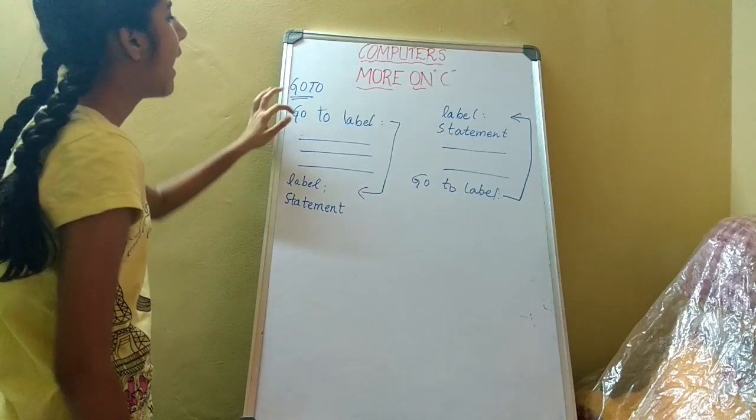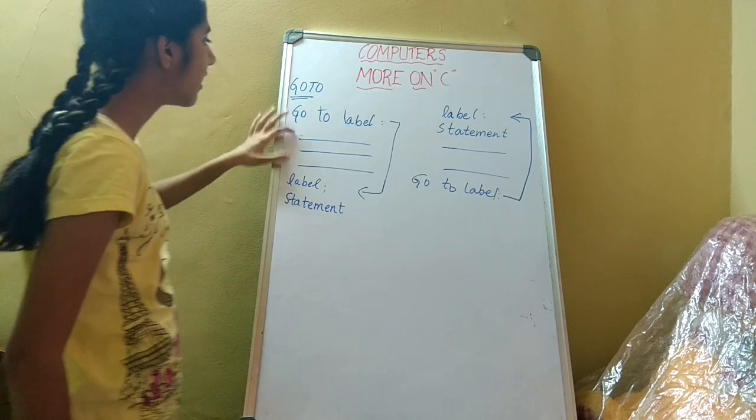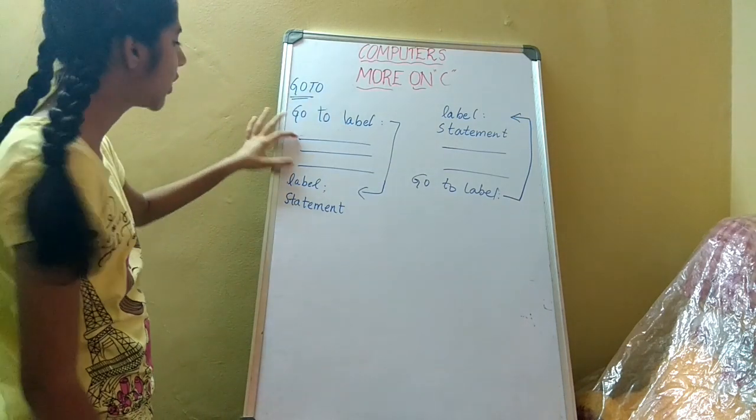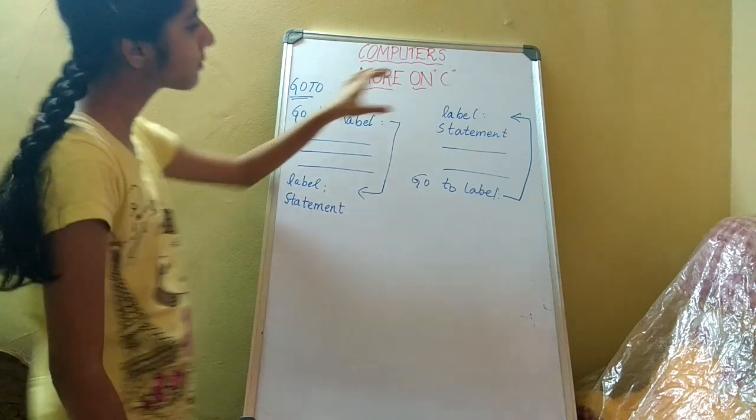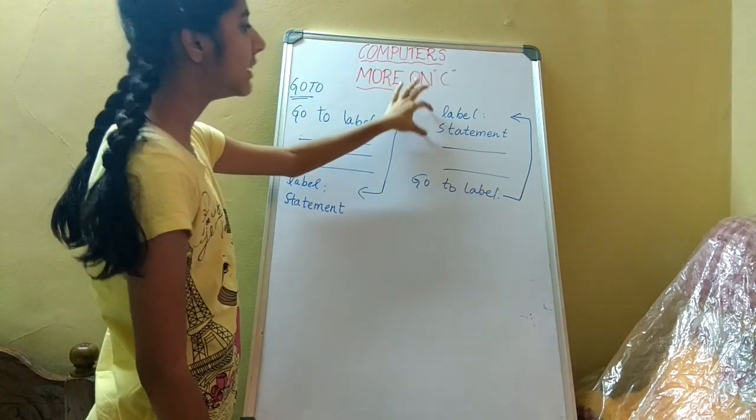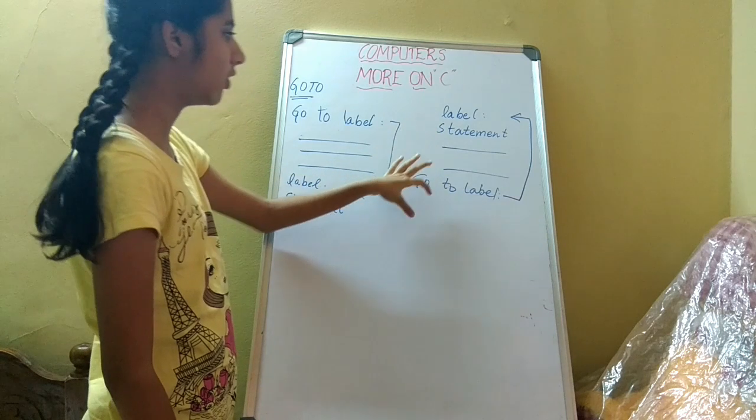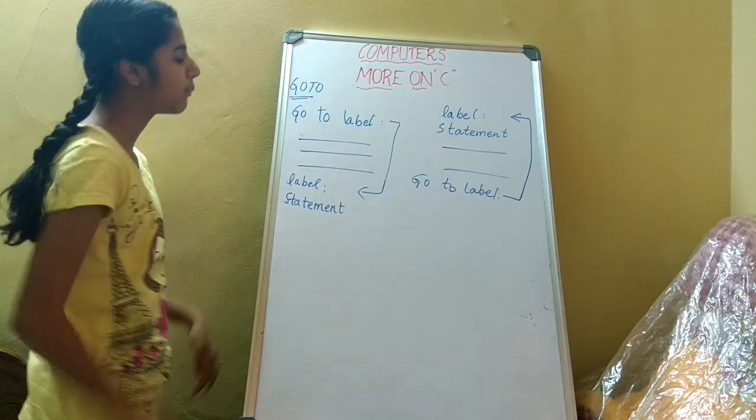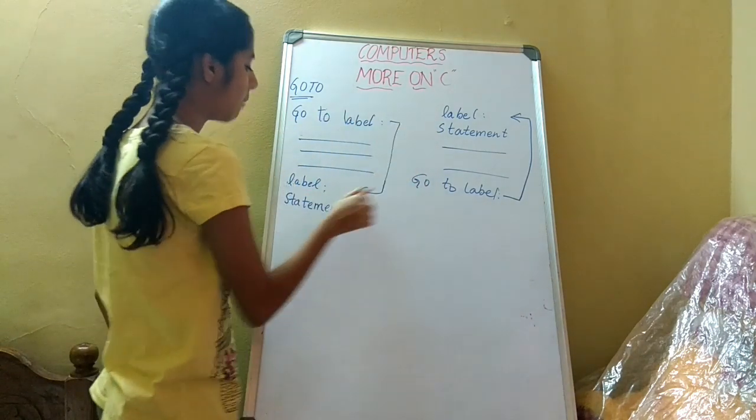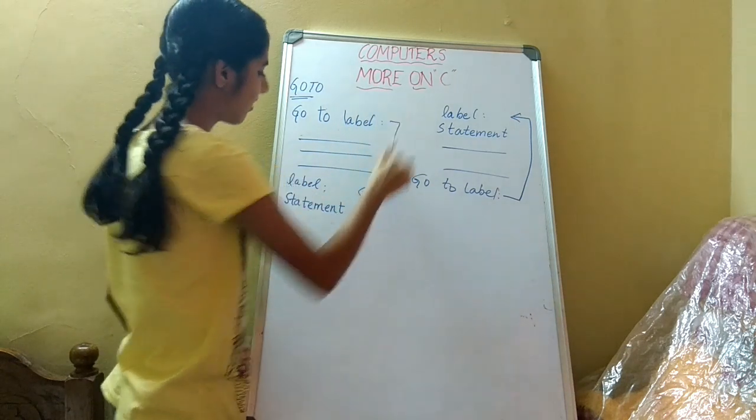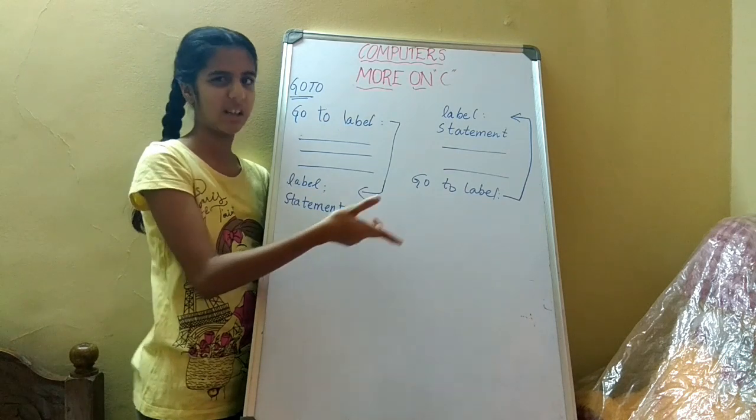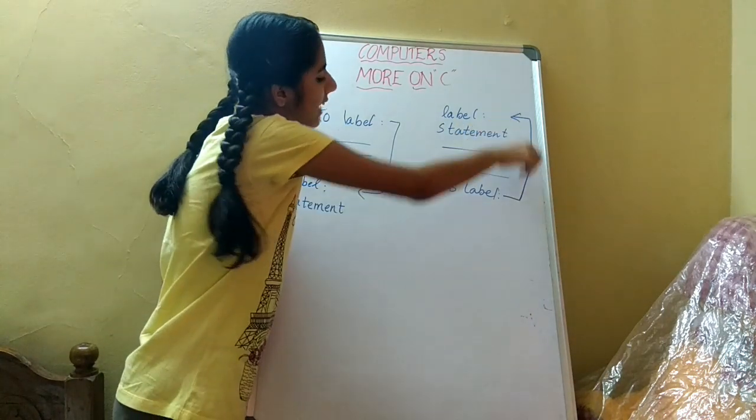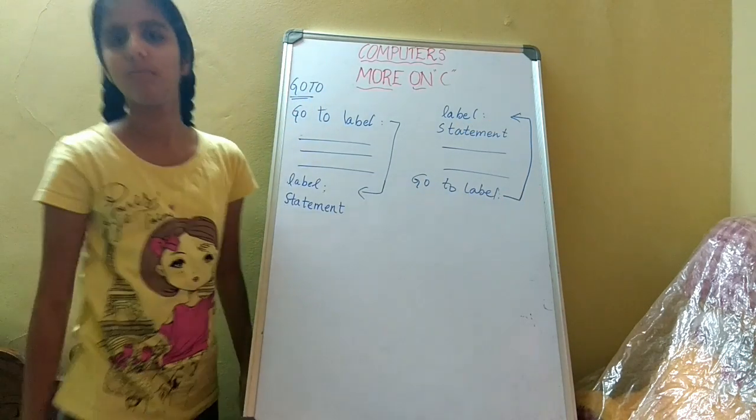You should write goto label, and then write the label and its statement. Label, statement, content, goto label. These arrows are represented as goto label. So this is going to the label. This is the label, and this is going to the label.